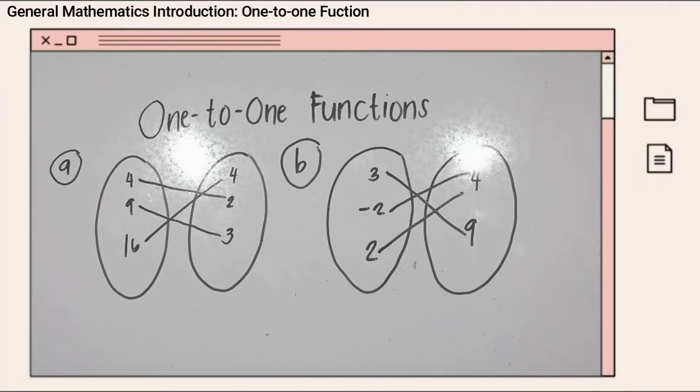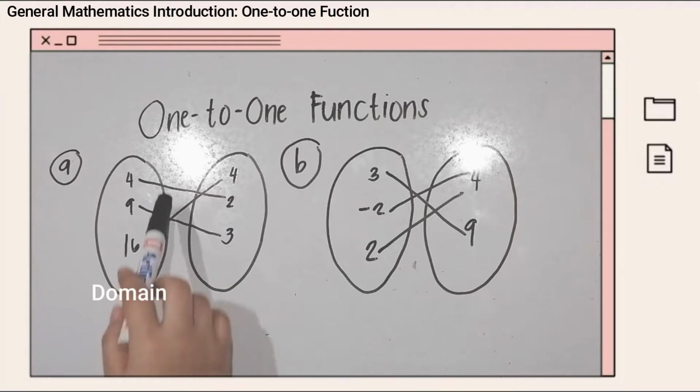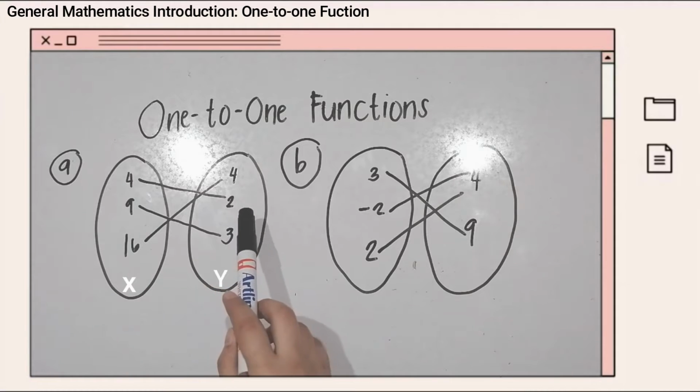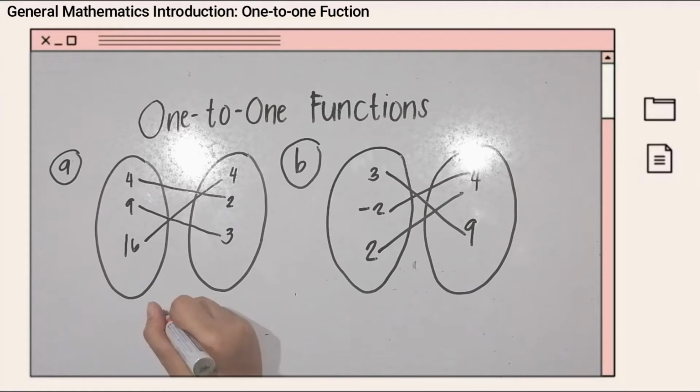Hello everyone, so we are going to report about one-to-one functions. I have here some examples. First, let's guess if these examples are one-to-one functions or not. This is our domain here and our codomain. Now we can see that each of the x values is paired to only one y value. So, is it a one-to-one function or not? Correct. This is a one-to-one function.